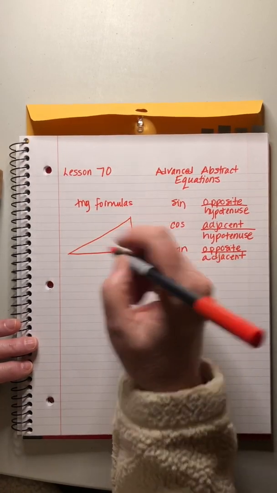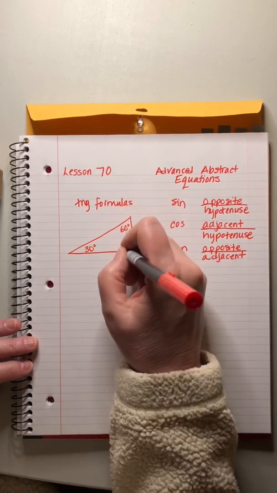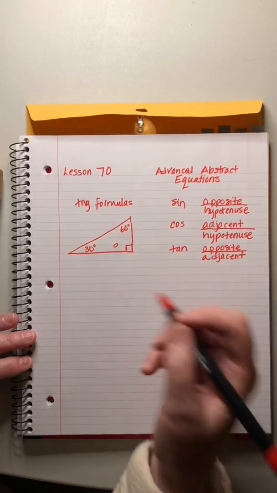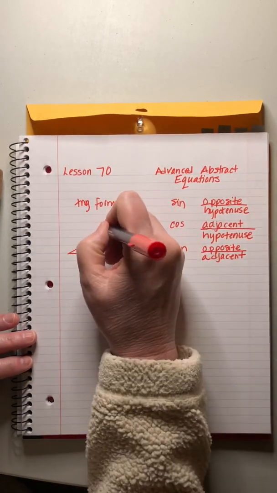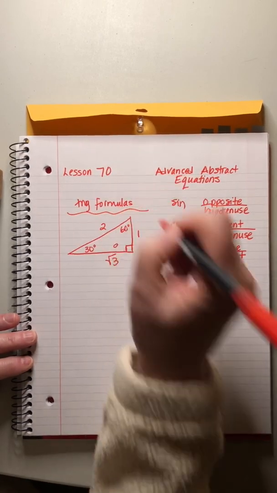Then I will also want you to draw me a 30, 60, 90 triangle, which is this little sugar plum. 30, 60, oh, I don't have to write 90 because this means 90. 1, 2, square root of 3. So this I will want you to know.